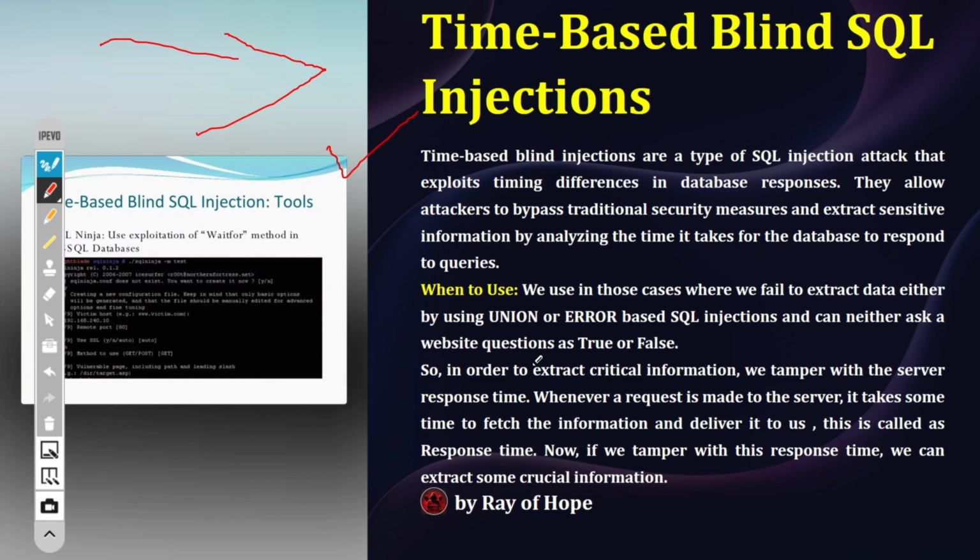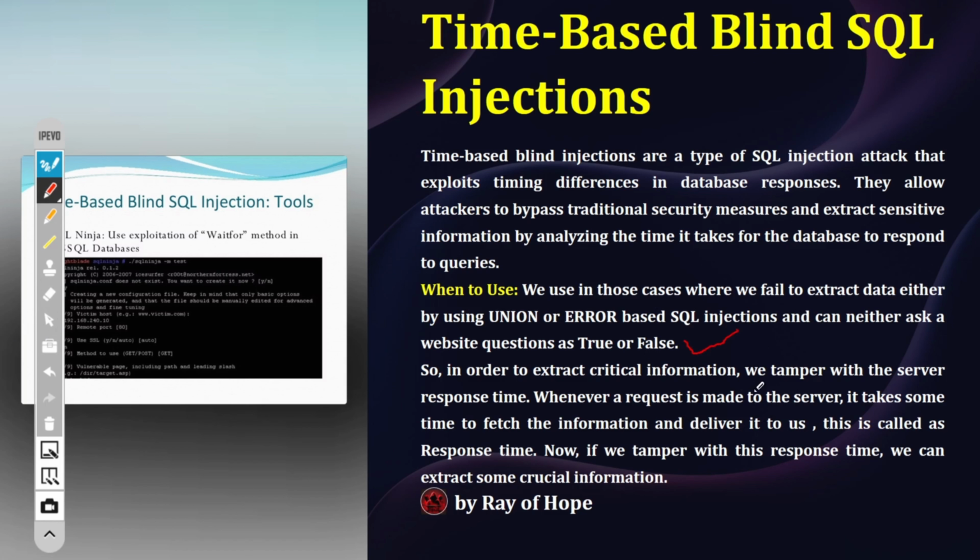Now, when to use time-based blind SQL injection? We just talked about it, but let me cover it again. We use it in those cases where we fail to extract data either by union, error-based SQL injection, or by asking the website questions with true or false answers. That means we are not even getting true or false output, which we used to get in blind injection. We are not getting true and false results here as well, so we have no chance to identify it directly.